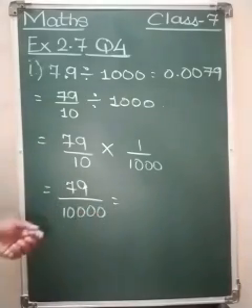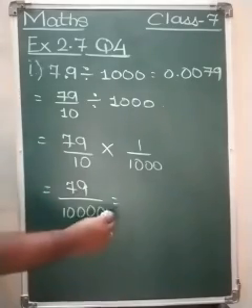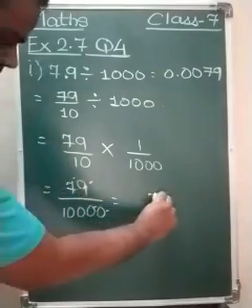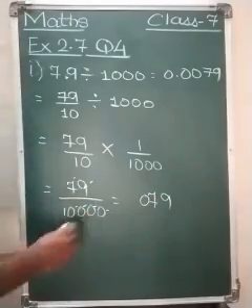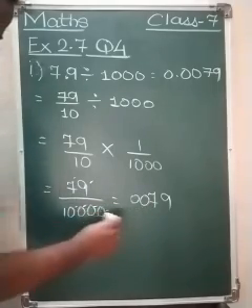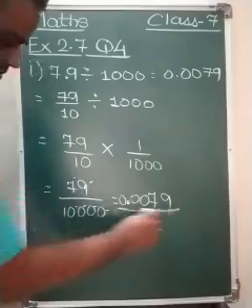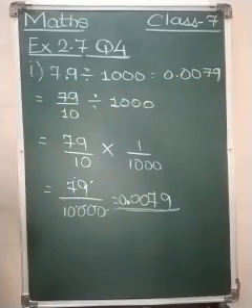Now we just have to convert this fraction into a decimal number. For this 0, 9. For this 0, 7. For this 0, no number, so again a 0. For this 0, no number, so a 0. 1 comes, decimal point, and a 0. No number is there. So 0.0079. The question is solved. Let us move forward towards the next questions.